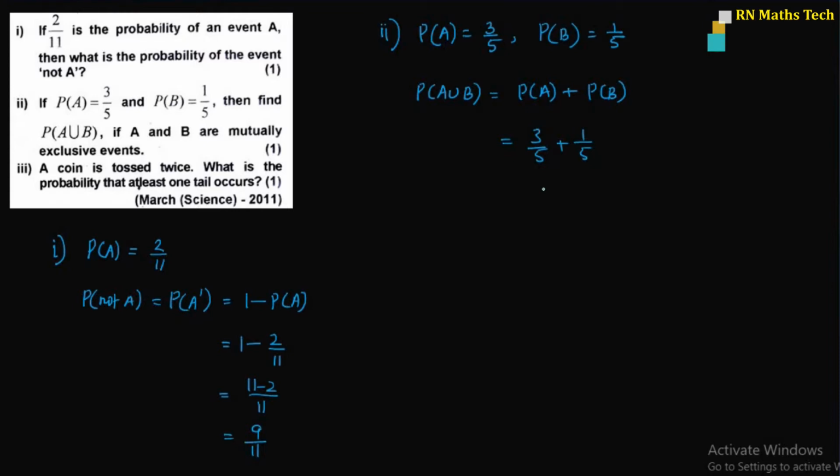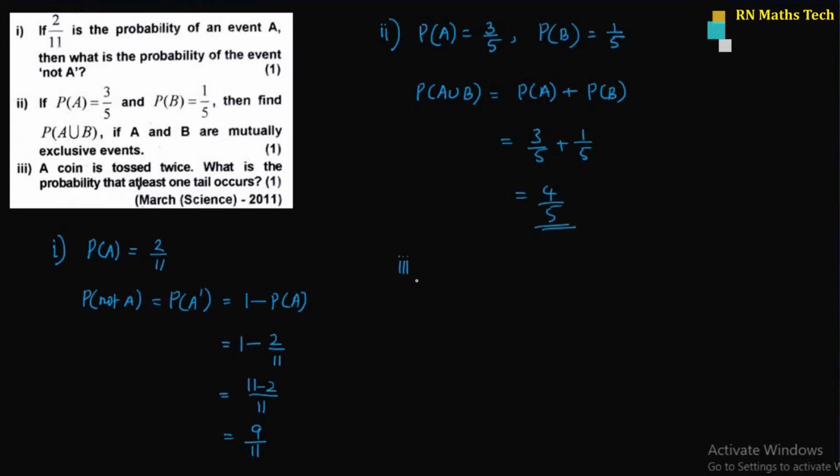Now second part, P of A equal to 3/5, P of B equal to 1/5, then P of A union B, if A and B are mutually exclusive. If A and B are mutually exclusive, P of A union B is equal to P of A plus P of B. Okay, that's equal to 3/5 plus 1/5, that's equal to 4/5.